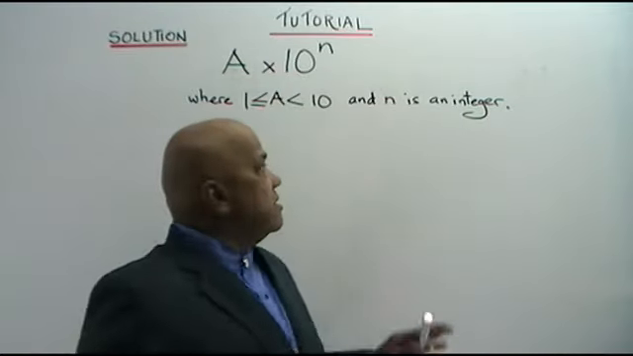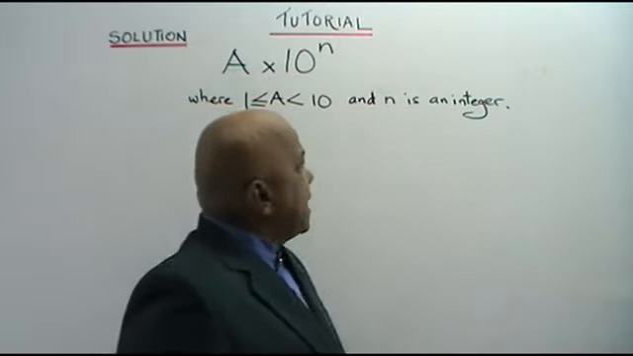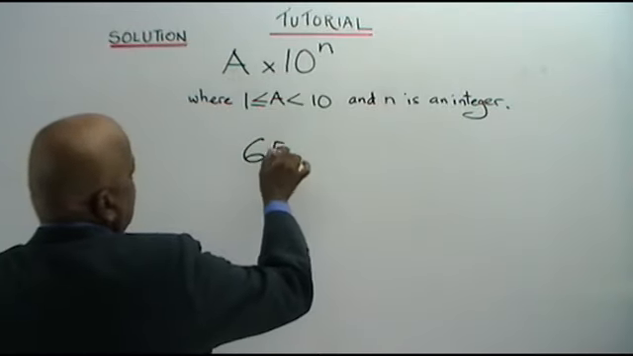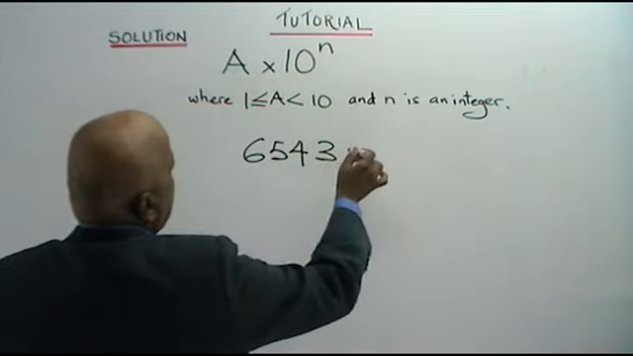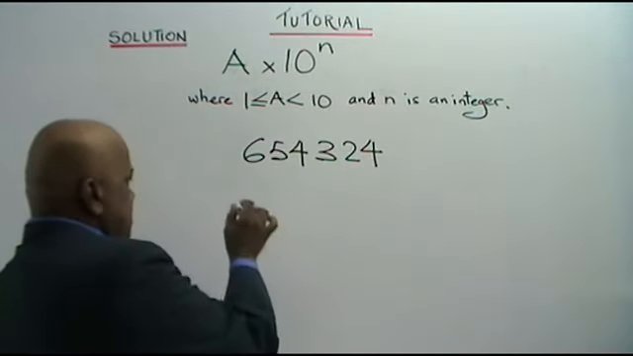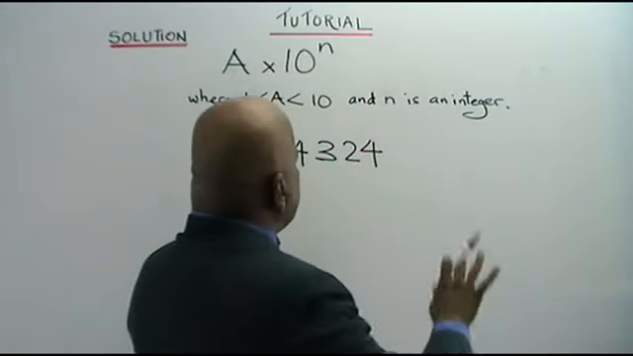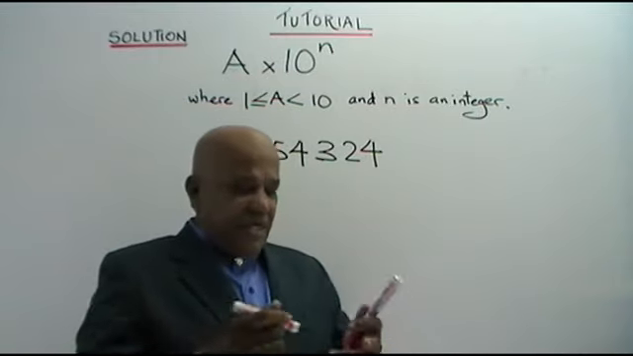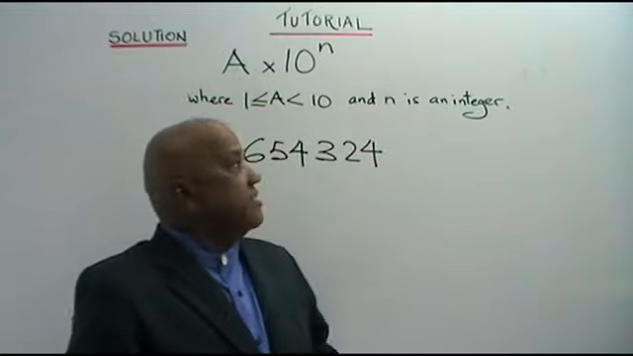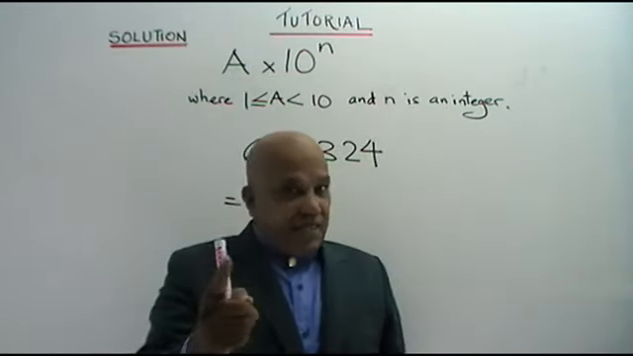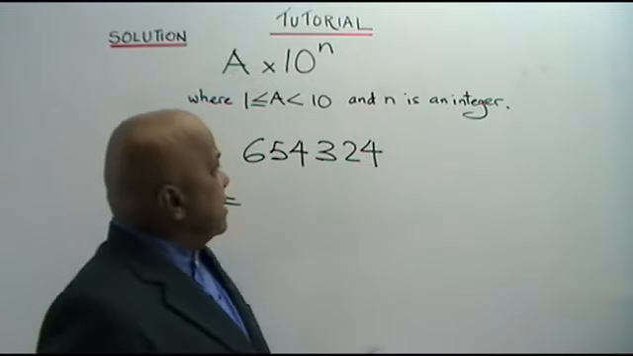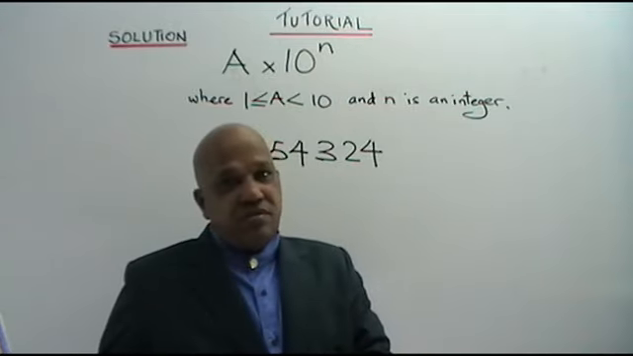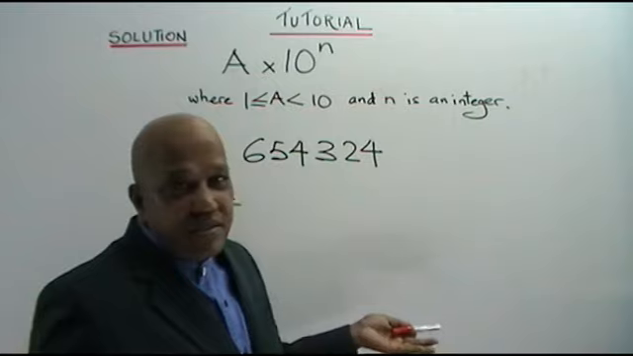Okay? Integers. Now, let's say we take an example like 654324. This is a number, and we are going to write this in standard form. But before I continue, remember, if a number is less than 1, n is negative. If a number is more than 1, n is 0 or more. Get it? It's very straightforward.